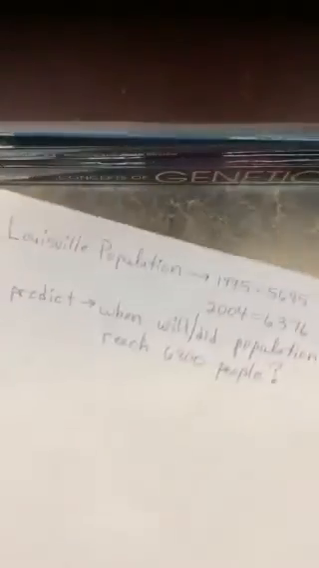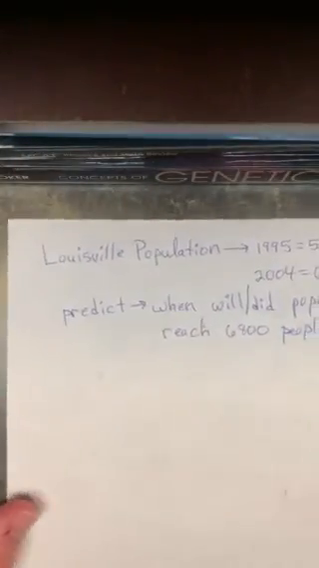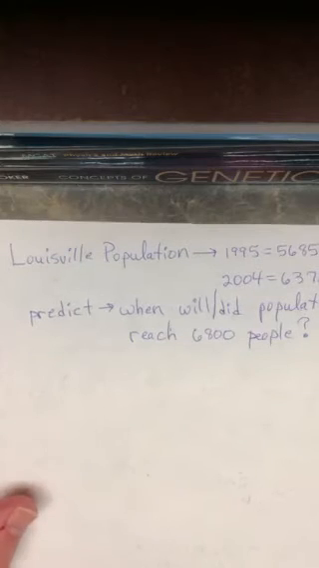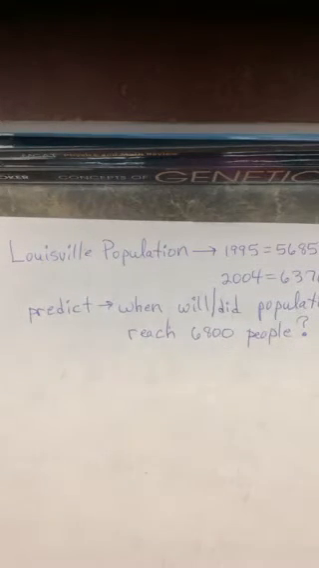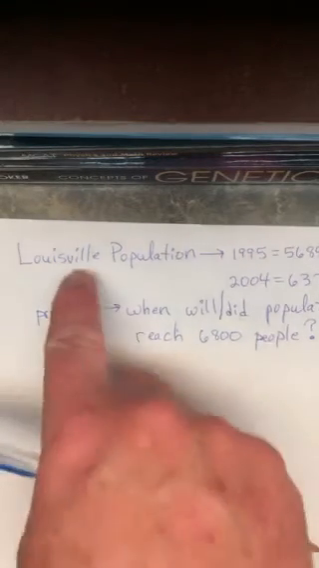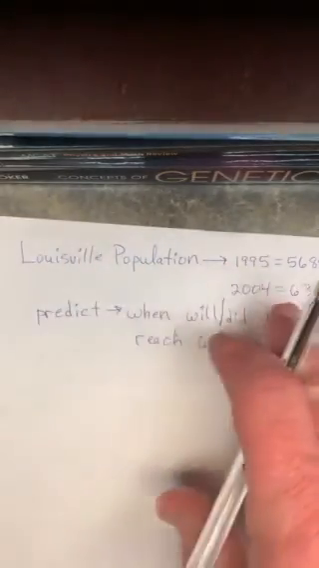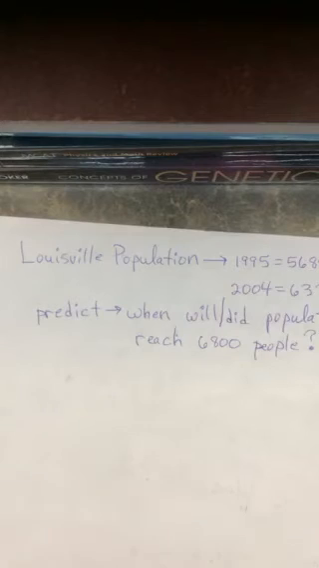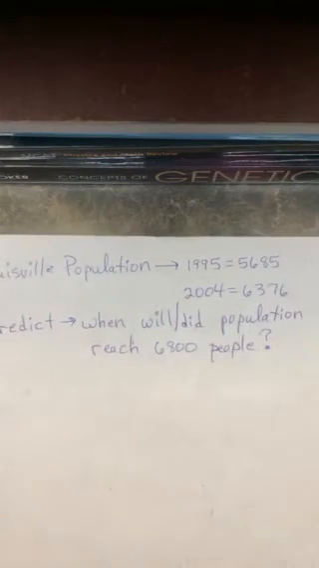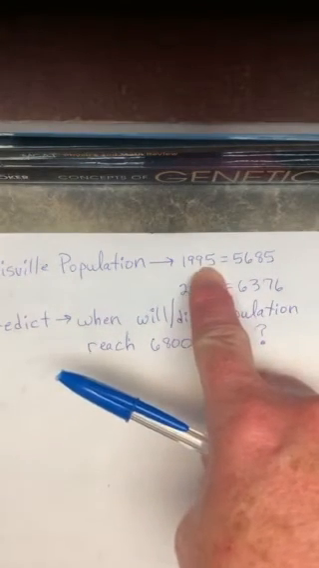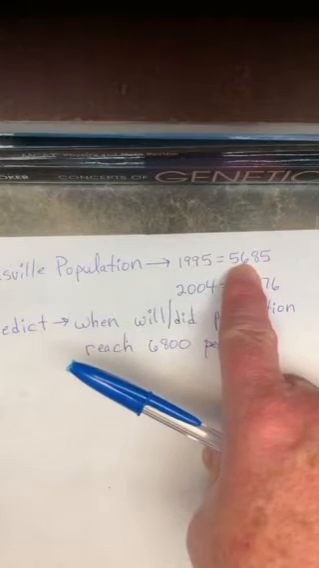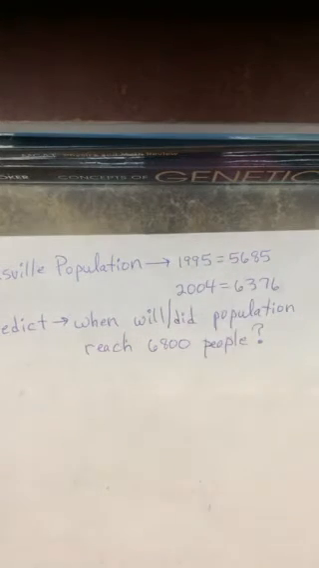Finally, last example and we're done. You're doing great. Hang in there. Ooh, what if instead of a material, we're talking about population? So let's look at the Louisville population. So we're talking about the number of people instead of the number of germs or the amount of hair. Let's say in 1995, Louisville had 5,685 people. I'm just making these numbers up.